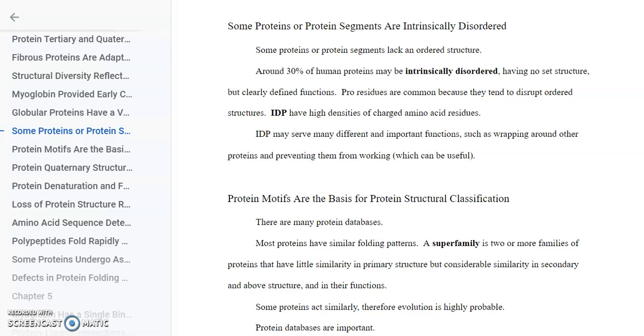IDP have high densities of charged amino acid residues. IDP may serve many different and important functions, such as wrapping around other proteins and preventing them from working, which can be useful.